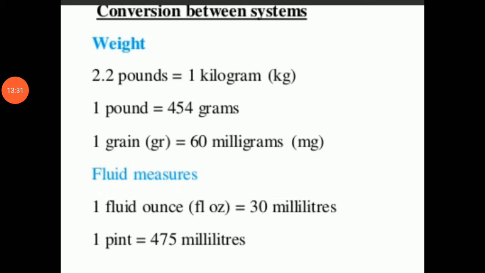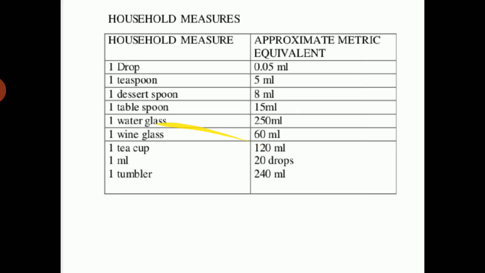Conversion between systems. If we discuss the conversion between systems, like weight, 2.2 pounds is equal to 1 kilogram, and 1 pound is equal to 455 grams, and 1 grain is equal to 60 milligrams. So we can easily convert weights into weights. Fluid measures: 1 fluid ounce, oz, is equal to 30 milliliters, and 1 pint is equal to 475 milliliters.